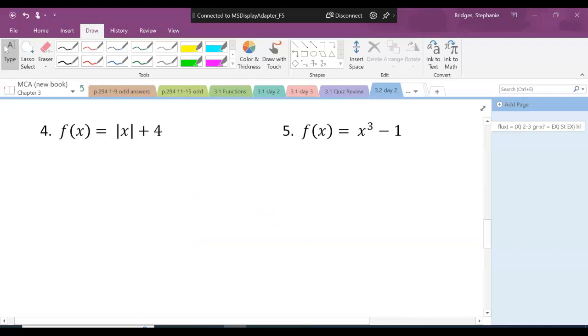Try those two. Again, remember, plug in negative x, simplify it out with exponents or whatever. In this case, it's an absolute value as well. If your function is exactly the same, it's even. If all of your signs have changed, it's odd. And if it doesn't fit one of those two categories, it's going to be neither.